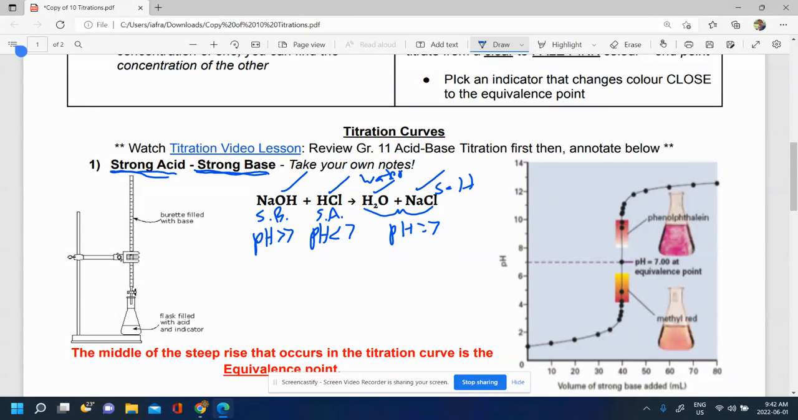Now, as we learned, not all salts are neutral, but in the case of strong acid, strong base titrations, if you do the hydrolysis, you'll see that your sodium and your chloride are derived from strong acids and strong bases. So therefore, this is going to be a neutral salt.